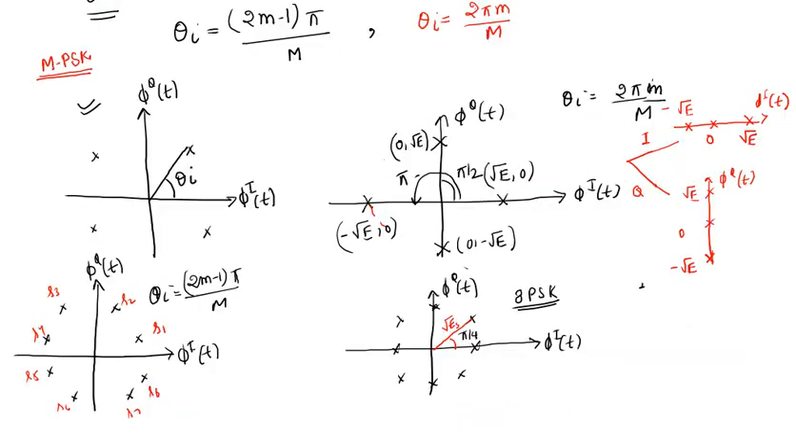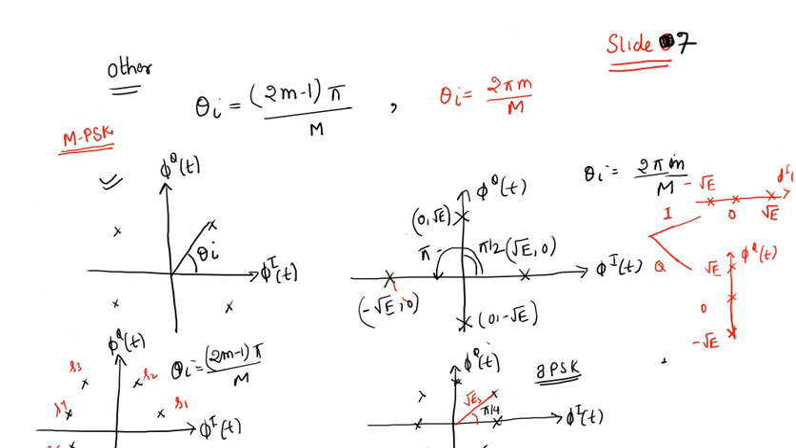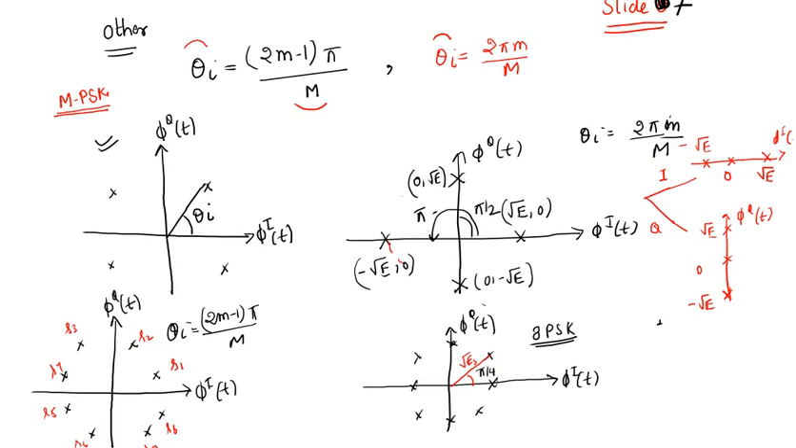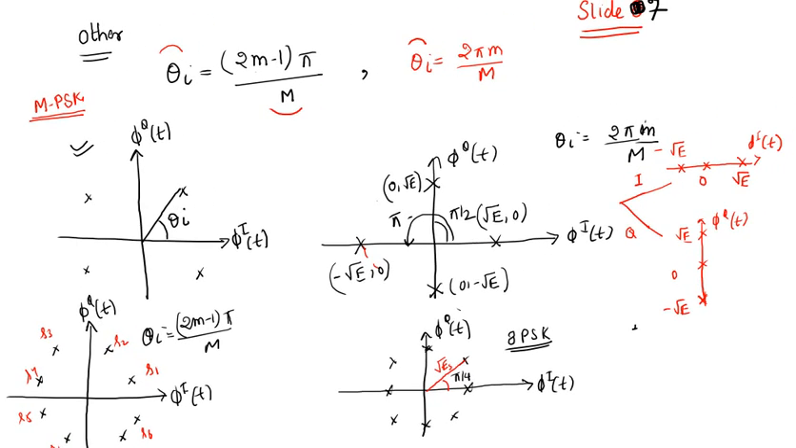So the question is that we put information in the theta_i part, right? So is it always true that we take theta_i like this, (2m minus 1) pi by M, or we can do something else also? So the answer is yes. We can also take our theta_i as 2 pi m by M. What do I mean by that?